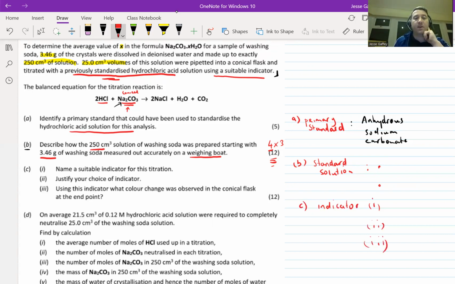Okay, so the name of the indicator we would use here is methyl orange. Okay, so hopefully we said methyl orange. It's the only right answer here. And then justify your choice of indicator. Well, this is a strong acid, SA for strong acid, weak base titration, weak base. And in a strong acid, weak base titration, we use methyl orange. What is the color change of the indicator? It begins yellow in the base because it's mixed in the conical flask with the sodium carbonate, and at the end it goes red or pink.